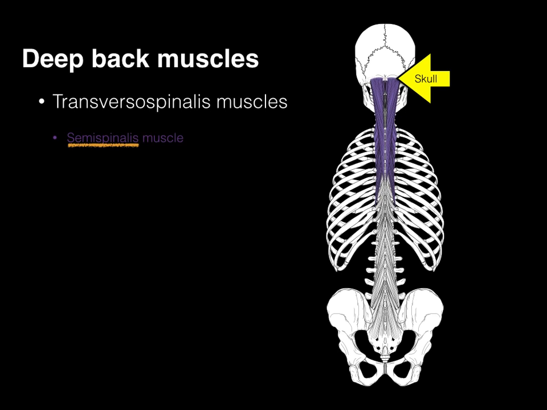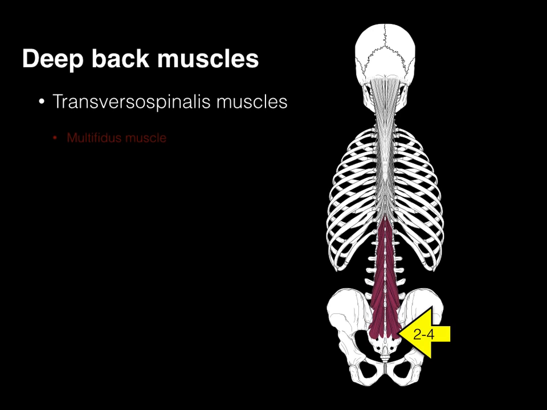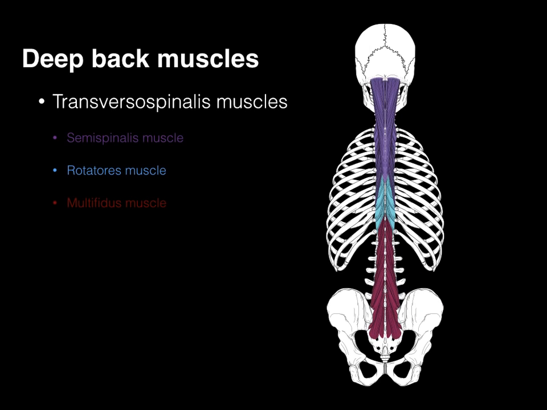All right, so now we've got our rotatores muscles, and these muscles arise from the transverse process and span 1 to 2 vertebrae to attach to a superadjacent spinous process. They're primarily located in the thoracic region. And then the multifidus muscle has multiple attachments. It's going to arise from the sacrum and transverse processes and course 2 to 4 vertebral lengths to a superadjacent spinous process. They're more primarily located in the lower back. All right, so there we've got our transversospinalis muscle group.